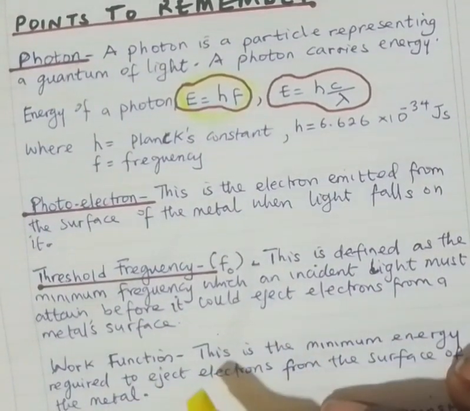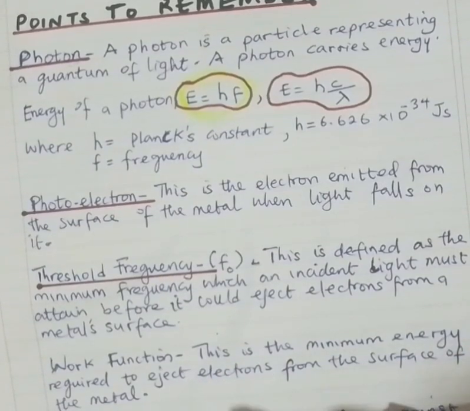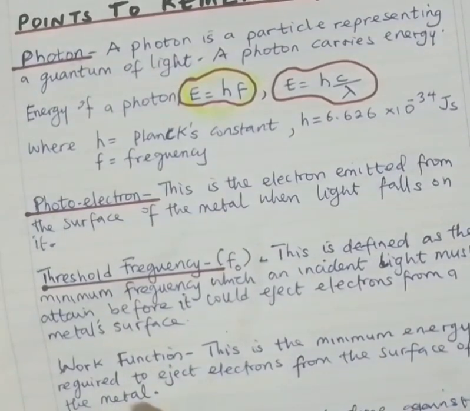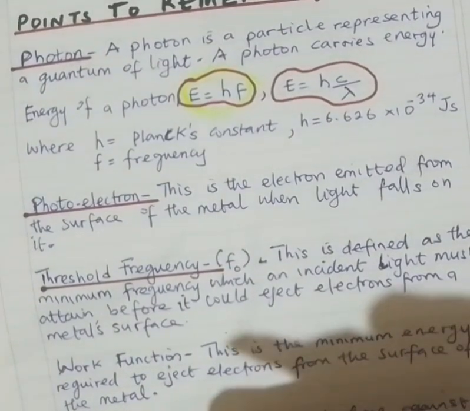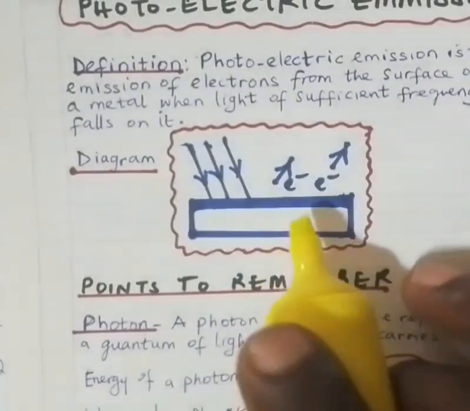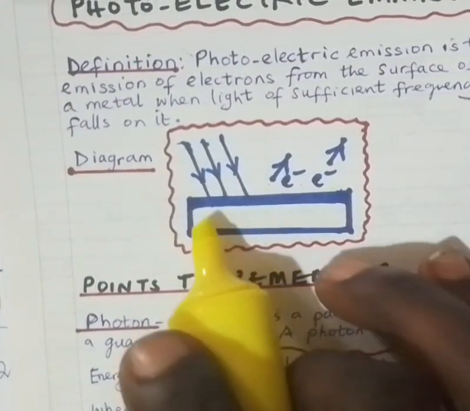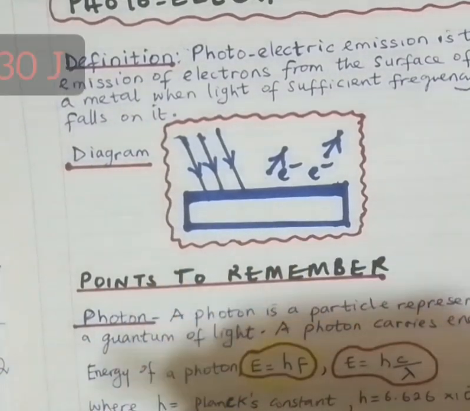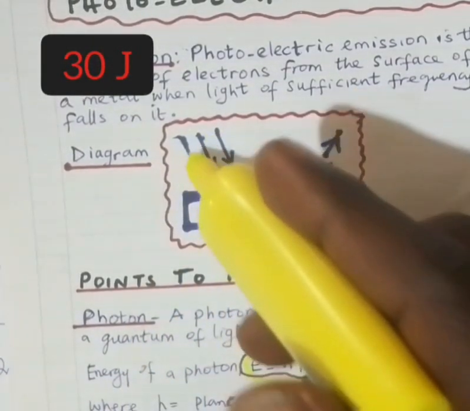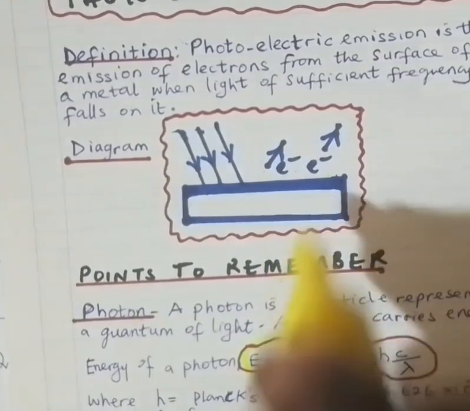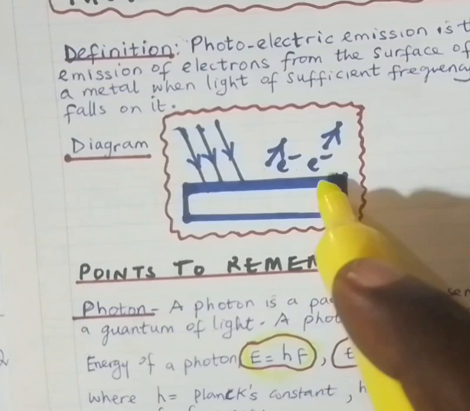Then let's go to the work function. The work function is just the minimum energy that is required to eject electrons from the surface of the metal. Take for example, if this metal has a work function, or a minimum energy, of let me say 30 joules, then the light that is falling on it must reach 30 joules before it can eject electrons from this metal.